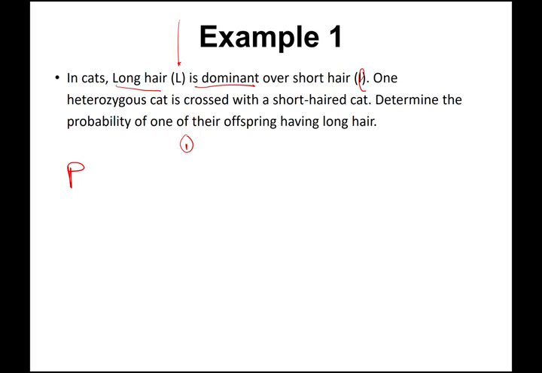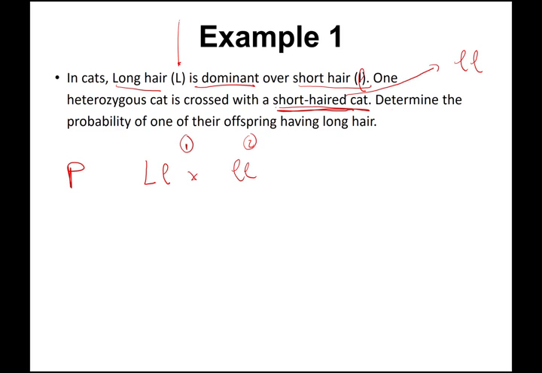So it means it has the two types of alleles. It's crossed with a short hair cat. In this case, the genotype is not given to you, but you can infer it. Since it has short hair, and the short hair is related to the recessive allele, the only way a cat can have short hair is if it is homozygous recessive. So we know that now parent number 2 is homozygous recessive.